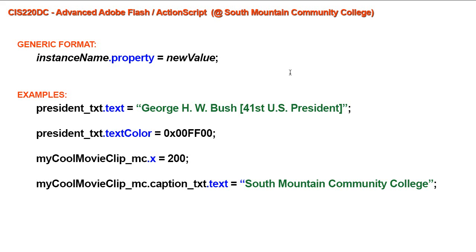I might also set the location of a movie clip, its x value, or its horizontal location, to 200 pixels from the left edge. And in some cases, the instance name we're changing may be a couple levels deep. So in this last example, I have a movie clip called mycoolmovieclip_mc, and it contains a text box that has an instance name of caption_txt. And I'm going to change the text of that caption text box to South Mountain Community College. So there may be several levels of objects here that we can access in our code.